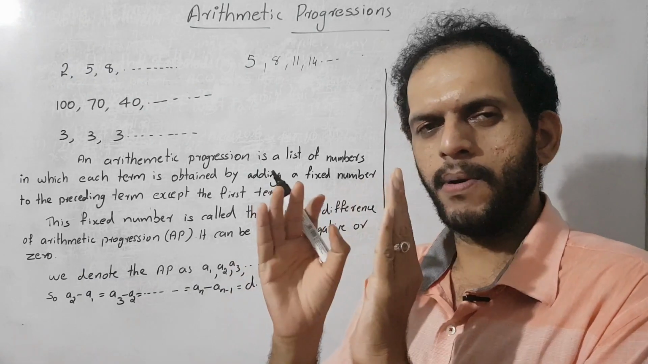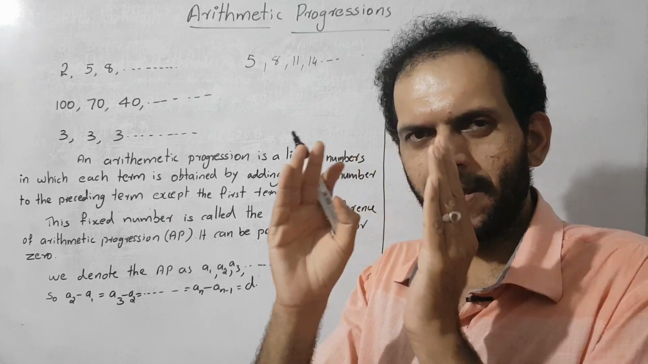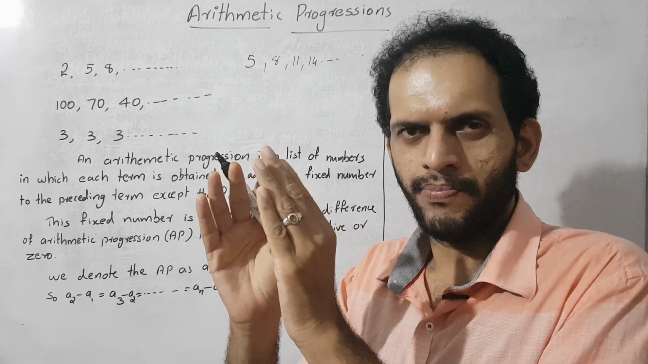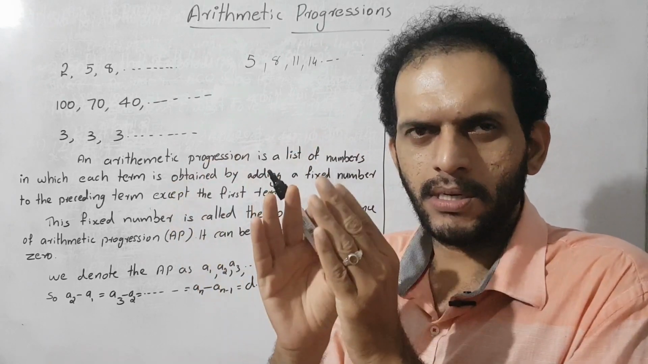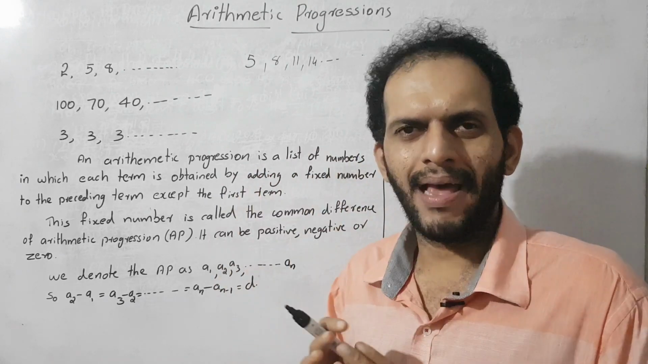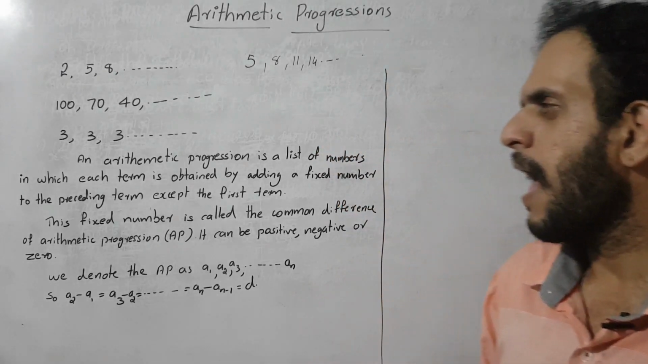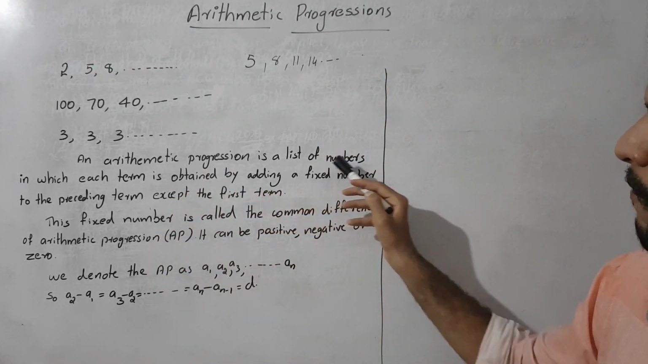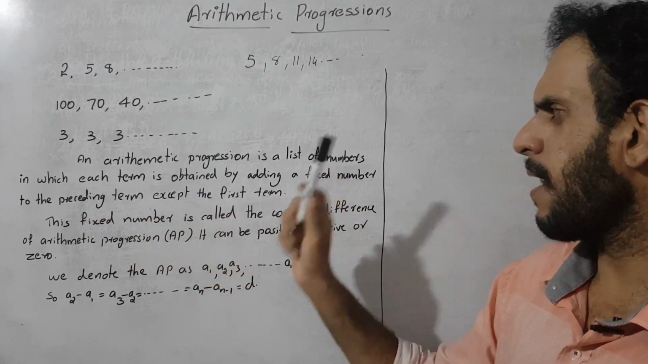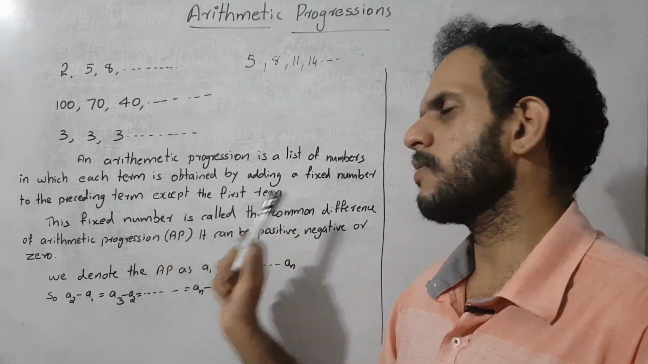We start from one number and we add a fixed number to the first one, then we get the second. Then we add the fixed number to the second, then we get the third term. We add that fixed number to the third, then we get the fourth term. If we write the list of numbers like that, that is called arithmetic progression. What is an arithmetic progression? An arithmetic progression is a list of numbers in which each term is obtained by adding a fixed number to the preceding term except the first term.